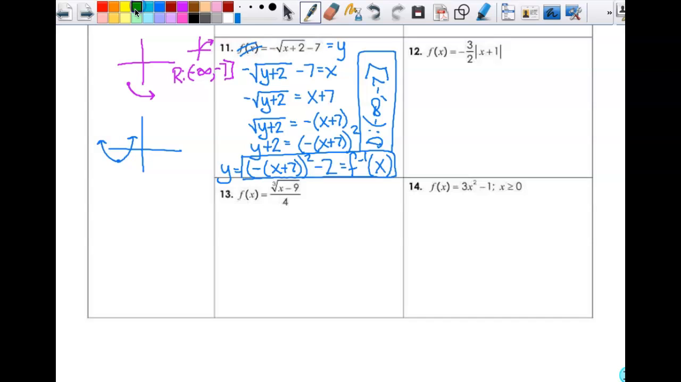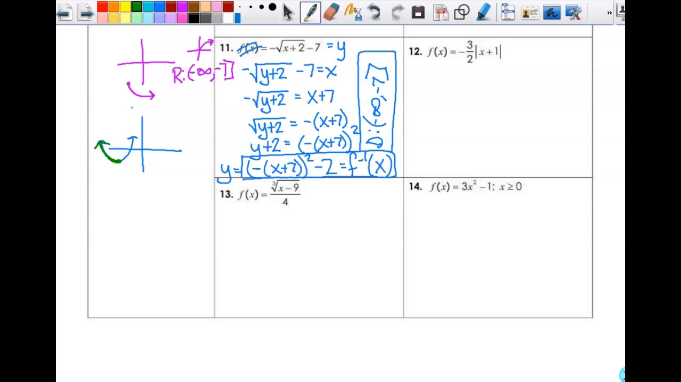But my domain, I only get to go from negative infinity to negative 7. That's the only piece I get to use, because when I reflect that in the line y equals x, I end up with this piece. Like I can't get the whole thing because I only had part of it to begin with. That's why I have to use a domain restriction. Okay. What questions do you have?